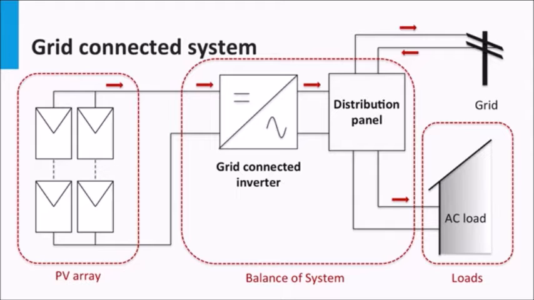The grid and the load are usually connected through a distribution panel. The interaction with the grid is two-way, while the interaction with the load is unidirectional. A net meter is also usually found in this type of PV system. A net meter is nothing but a two-way power measuring instrument. This meter takes into account not only the power consumed from the grid by the consumer, but also the power fed to the grid by the PV system.